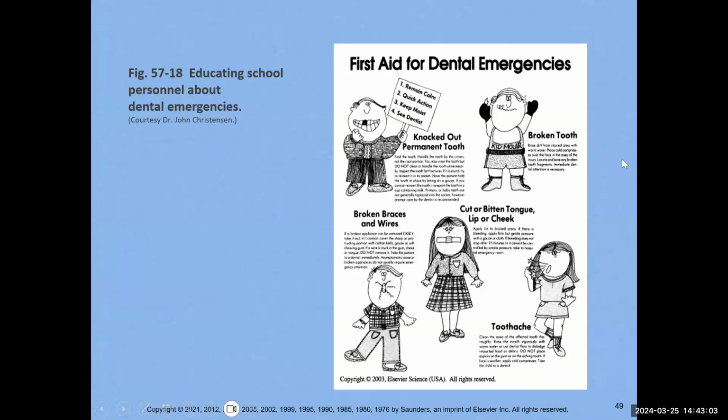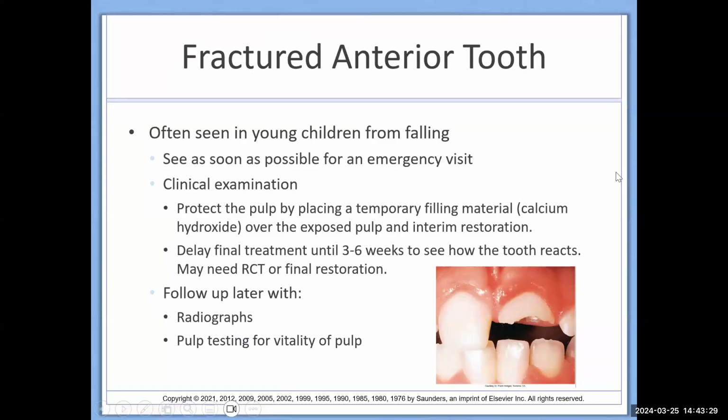You want to educate the school personnel about dental emergencies. It's always important that there's an open line of communication when it comes to first aid for dental emergencies. Oftentimes, if a tooth fell out, the child wants to throw away the tooth, or maybe the nurse doesn't really know. So it's important to keep that educational line going with the school nurse or the personnel in the school. Fractured anterior teeth are very common, especially in sports or even when a child falls.